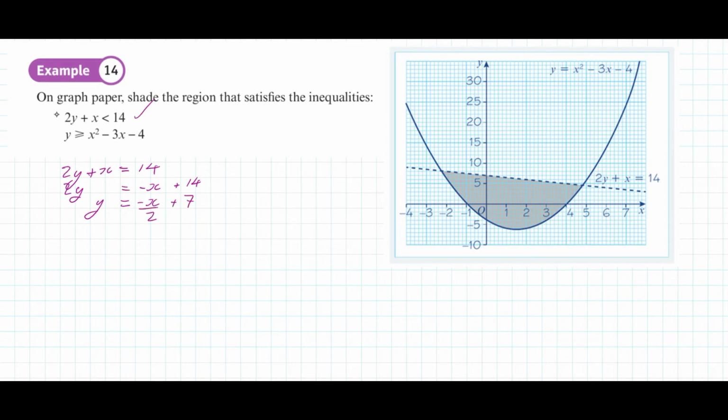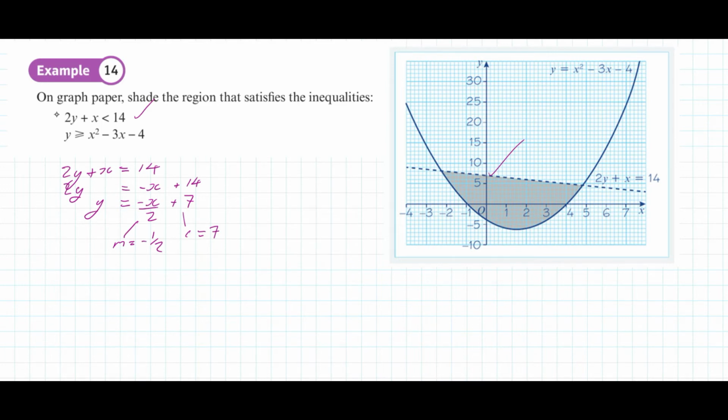So that has a y-intercept of 7 and a gradient of minus a half. And you can see that here on this graph. So there's the y-intercept of 7, and it's got a gradient of minus a half.